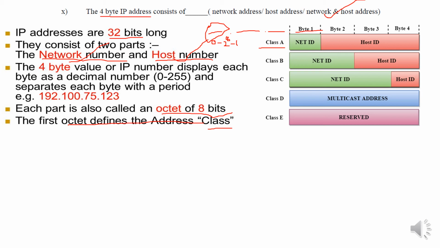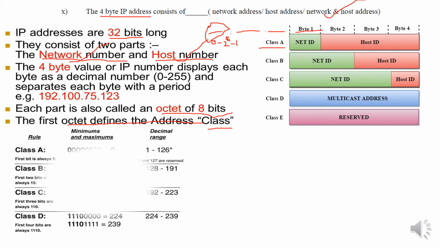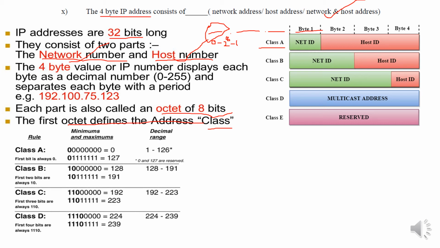For class B, first 2 bytes are net ID and last 2 bytes are host ID. In case of class C, first 3 are net ID and last one is host ID. For class D, these are multicast addresses, and class E are reserved. Now we see some more details, like in terms of values.